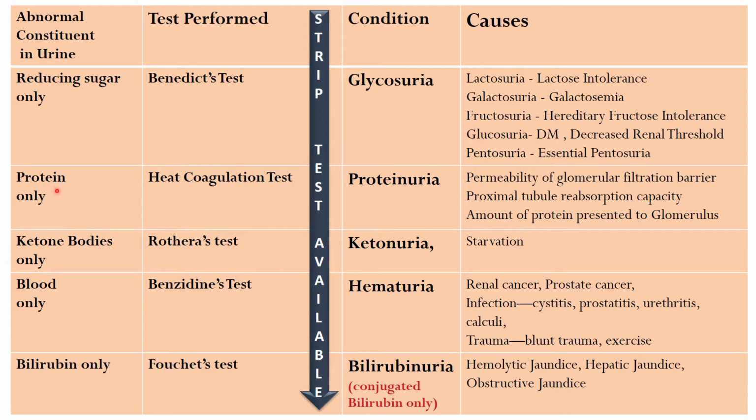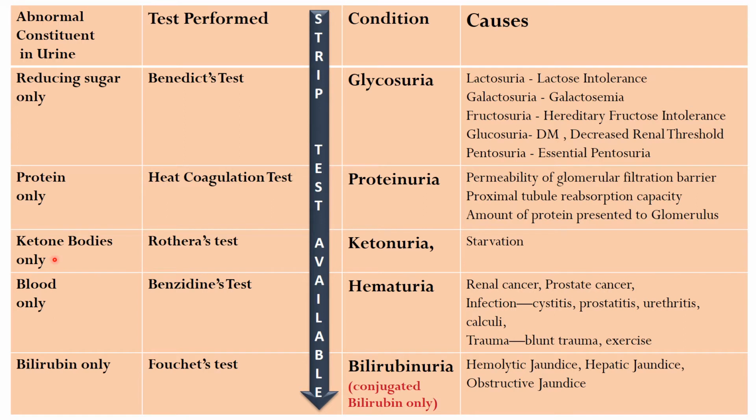Now, the second component we'll discuss is the proteins. So, when we are checking for the presence of proteins, the tests that we perform are the heat coagulation test and the sulfosalicylic acid test. And this condition is known as proteinuria. The causes are pre-renal, renal, and post-renal causes. The chief renal causes are permeability of the glomerular filtration barrier, the proximal tubular reabsorption capacity defect, and the large amount of protein that is presented to the glomerulus.